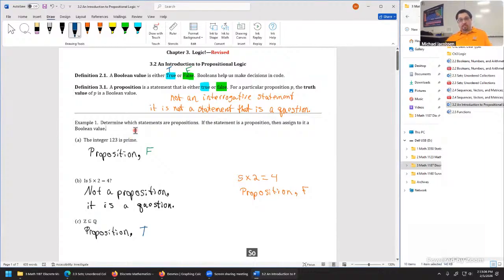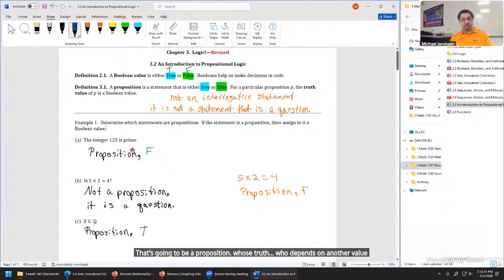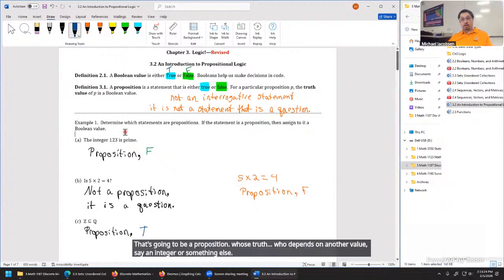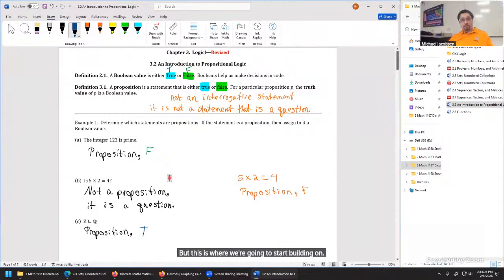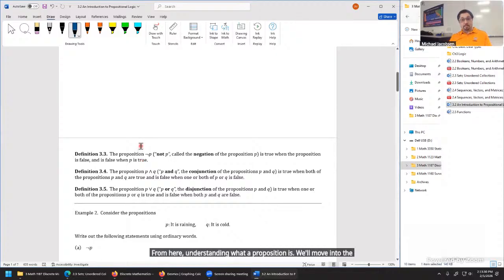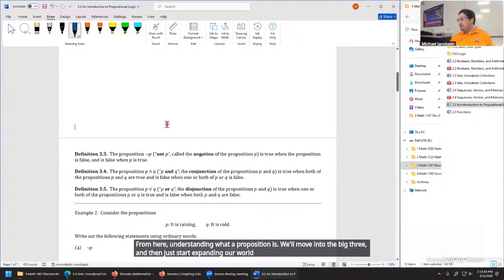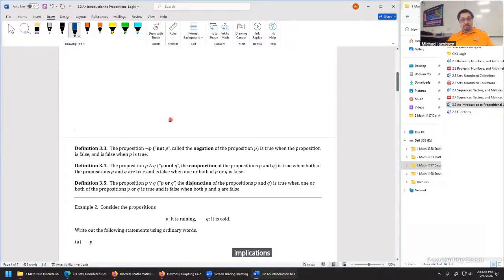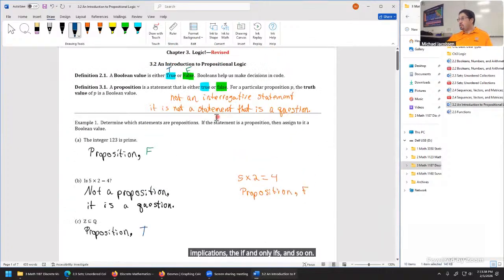So that's how we're going to be starting off the notes. 3.2 is going to be building off everything we do here. And then in 3.3, we're going to define a predicate. That's going to be a proposition that depends on another value, say an integer or something else. From here, understanding what a proposition is, we'll move into the big 3 and then just start expanding our world to include implications, the if and only ifs, and so on. But any last questions at all, folks, with where we ended today?